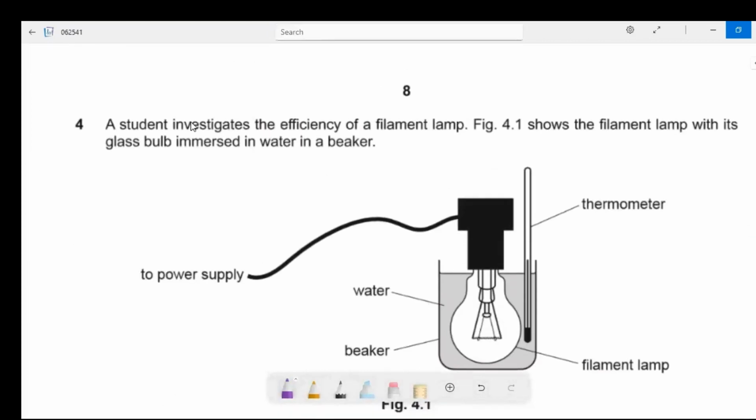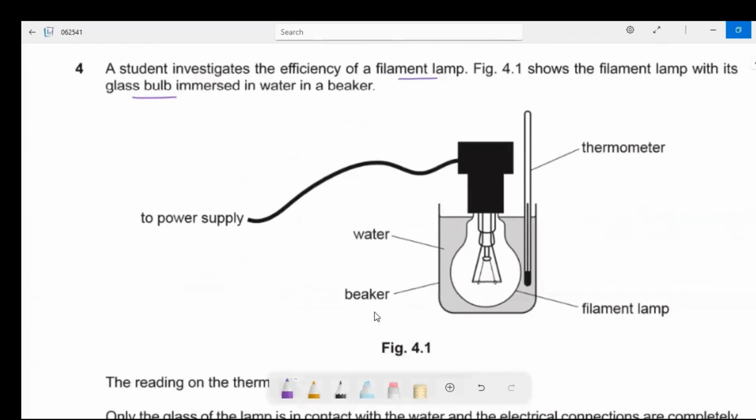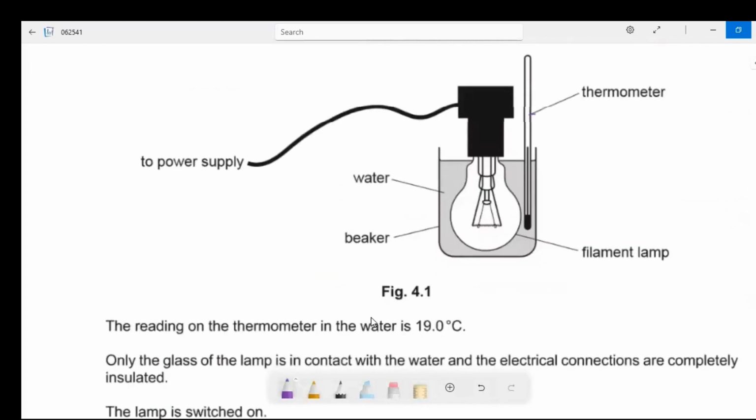Question number 4. A student investigates the efficiency of a filament lamp. Figure 4.1 shows the filament lamp with its glass bulb immersed in the water beaker. We can see one lamp, water in the beaker, and one thermometer. The reading on the thermometer in the water is 19 degrees. So initially the first reading is 19 degrees Celsius.